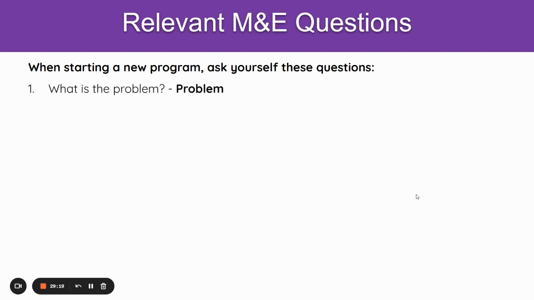Number 1, we need to ask ourselves, what is the problem we are trying to solve? This is very important in every project. Before we come up with a project, there is a situation. There's a problem. There is something we see that we are not okay with. Every project or program is designed to address a particular problem or an issue that we have identified.